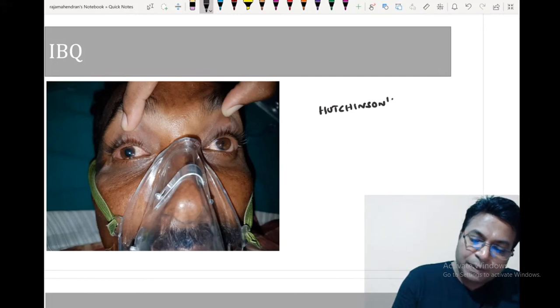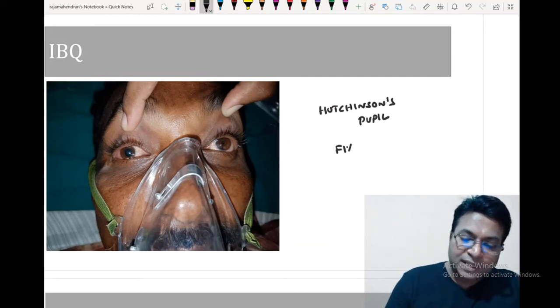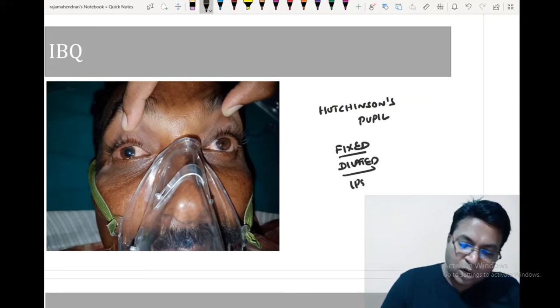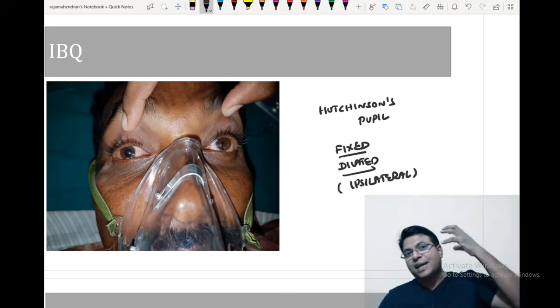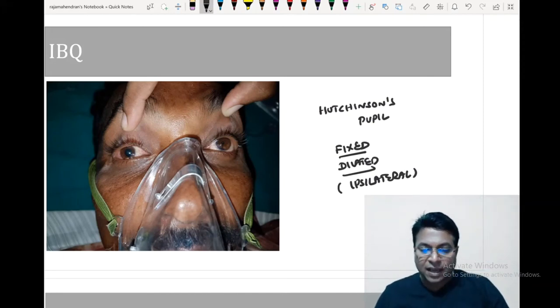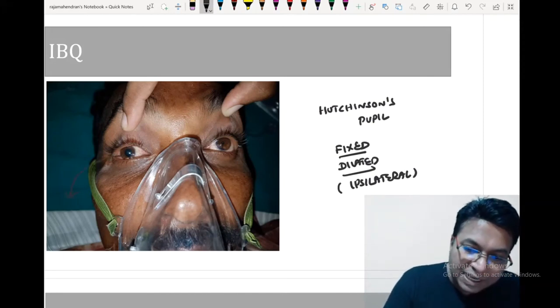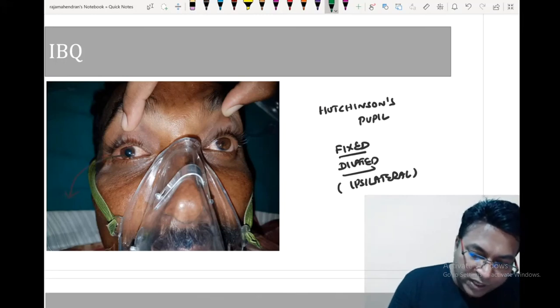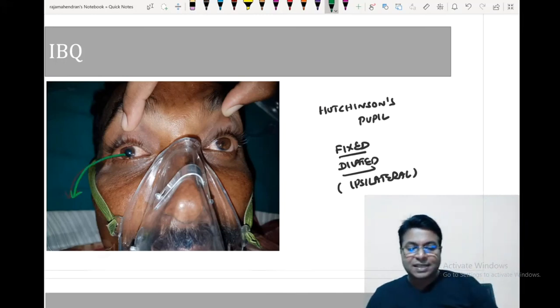Hutchinson's pupil. Hutchinson's pupil is a finding of head injury. Fixed dilated pupil, that is known as Hutchinson pupil. It is usually seen on the ipsilateral side. The side of head injury, that side pupil will get fixed and dilated. Can you see that pupil is dilated here? So that fixed dilated pupil is known as Hutchinson pupil.